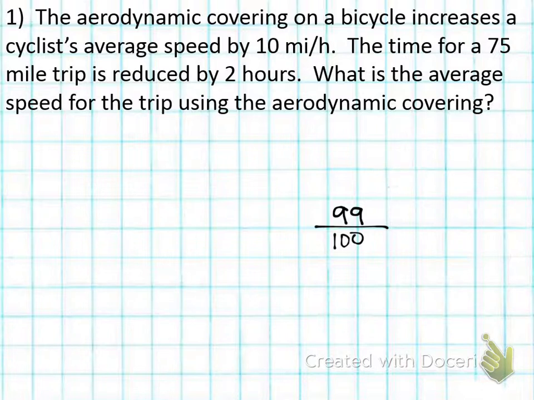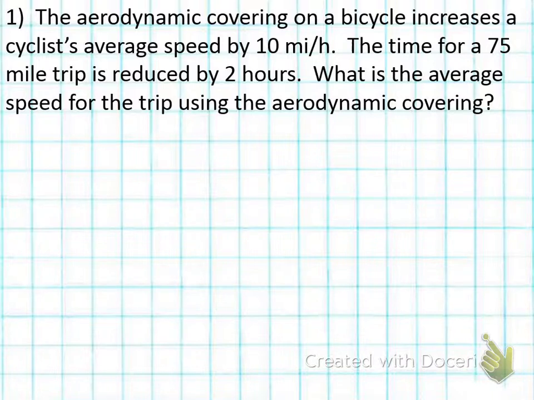Okay, so I'm going to read through this problem, okay? You're going to follow with me. You do not need to write this down. But you will write down the work, okay? So the aerodynamic covering on a bicycle increases the cyclist's average speed by 10 miles an hour, okay? So those are big words, aerodynamic covering on a bicycle. I'm like, what does all this mean?